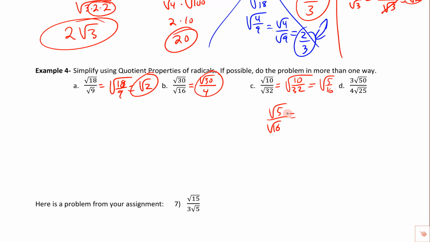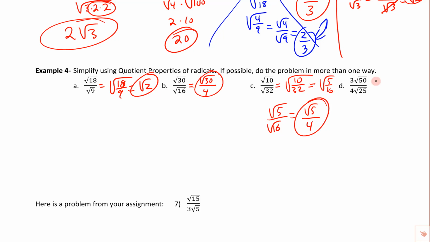And again, this does not have a nice square root. That's simplified all the way. But the square root of 16, that works out to be a 4. So that's simplified. We're done right there. And notice how we use this technique of writing it as one big radical, simplifying that, and then breaking it apart again, using that quotient property of radicals in both directions.